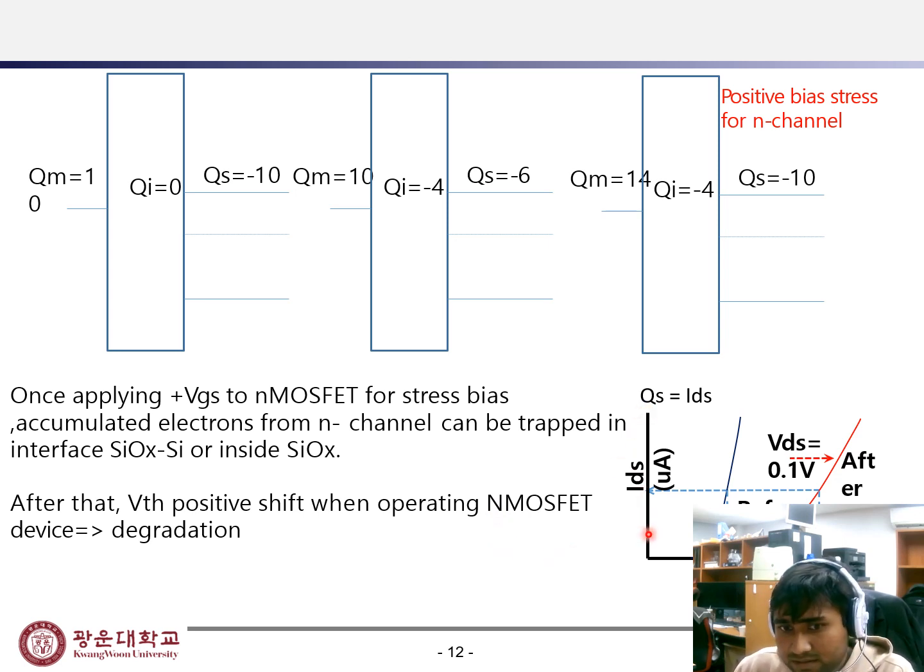Here is the IDS current and its VGS when VDS is 0. First of all, when we apply positive stress and we get negative charge from the N channel, the curve is here. But after degradation of the MOSFET, we generate positive 10 here, but we induce negative 6 here. The other 4 are accumulated by the silicon dioxide. That's why the curve degrades.